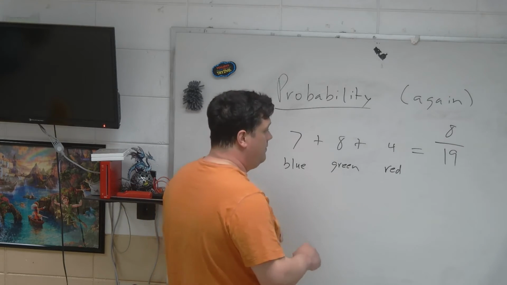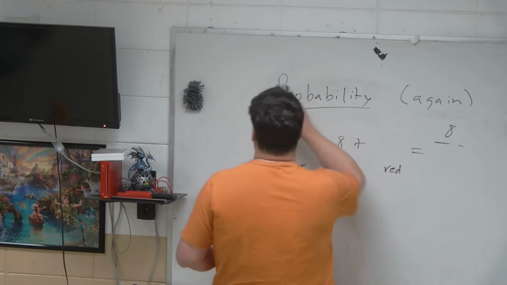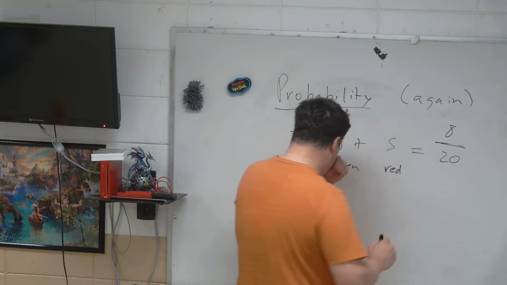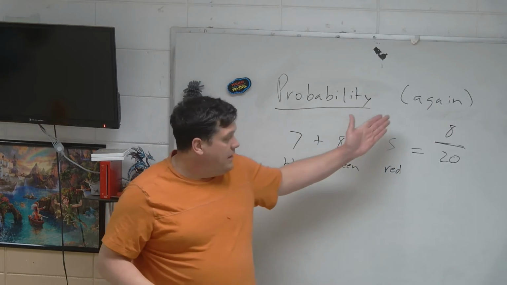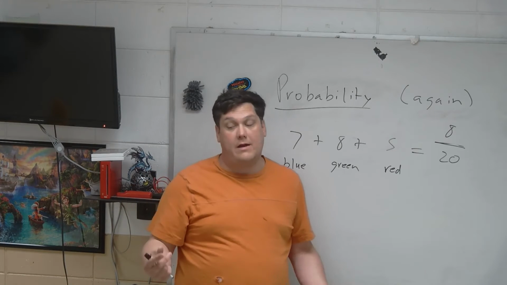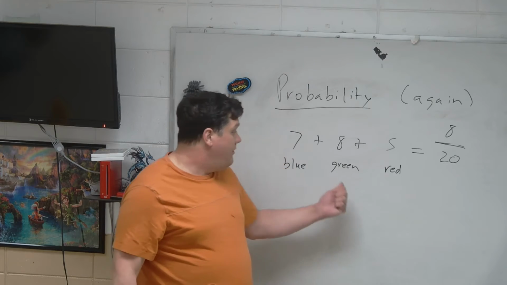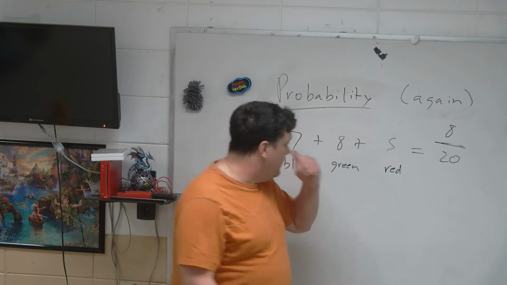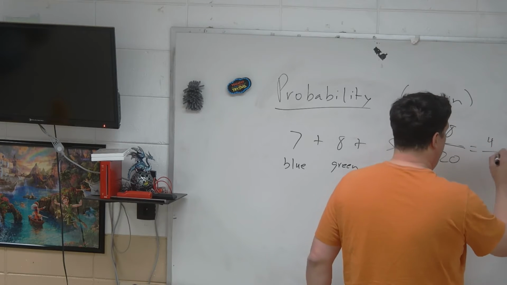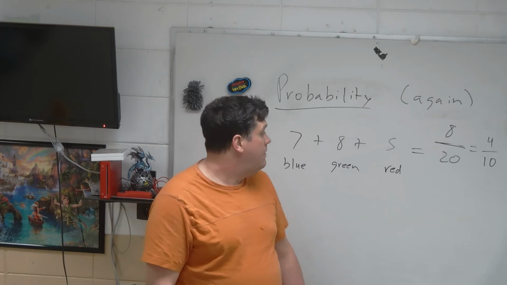What if we made 5 red blocks? So we got 20 on the bottom. If we put in 5 red blocks, now we have an 8 in 20 chance of drawing a green one. If we mix them all up, draw one out at random, we can't see it, we can only feel it, we pull it out, and we find out what color it is. What are the odds that it'll be a green one? 8 out of 20. And we can simplify that to 4 out of 10, which is 40%. It's a 40% chance.